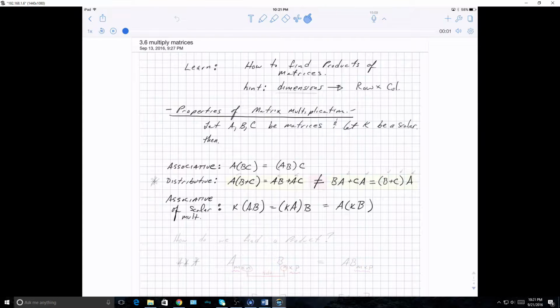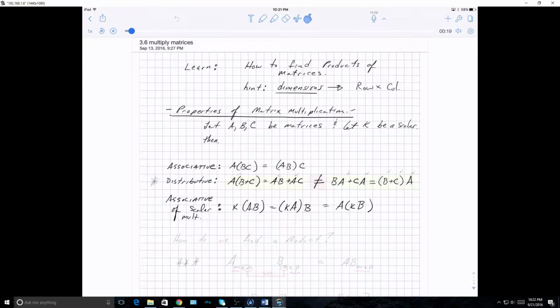All right, now we're going to look at how to find products of matrices or multiplying matrices. So the hint is in the dimensions, and the dimensions are row by column. So before we do anything, let's just get into the properties here.